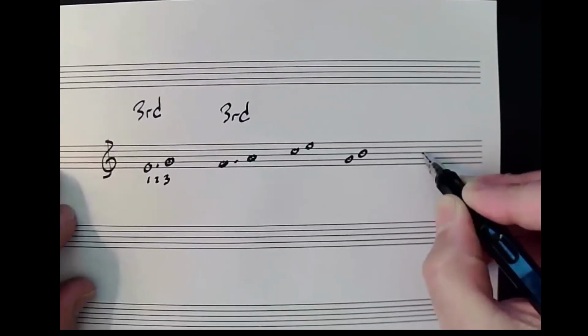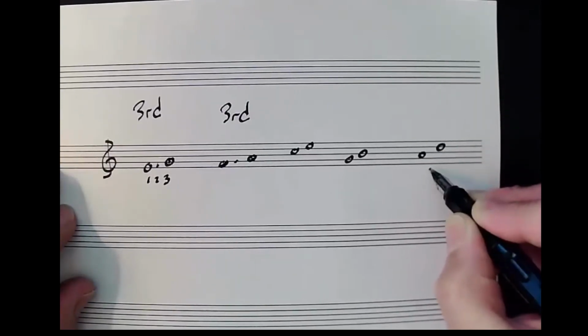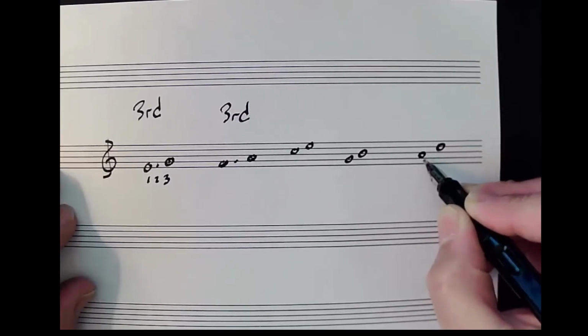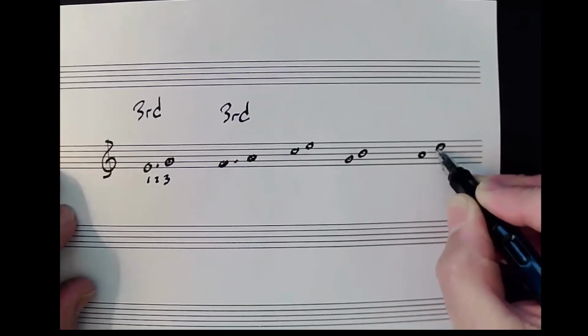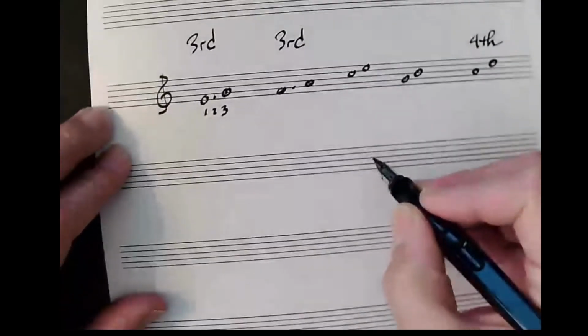And you could see if I went, for example, from this space to that line, that would not be a third. That would be bigger. So we could count it and figure out what it is. 1, 2, 3, 4. That would be a fourth. So we could also practice that.